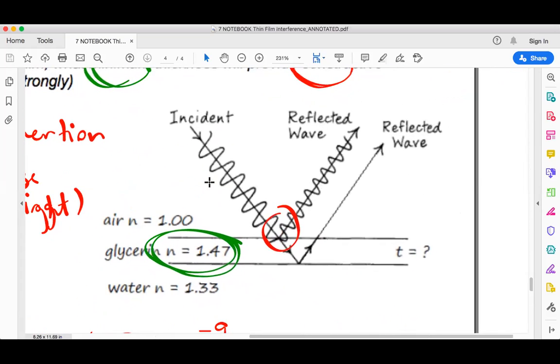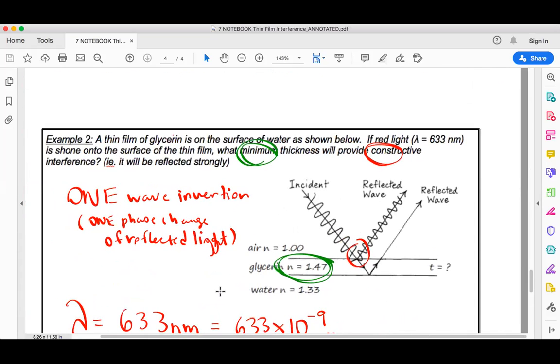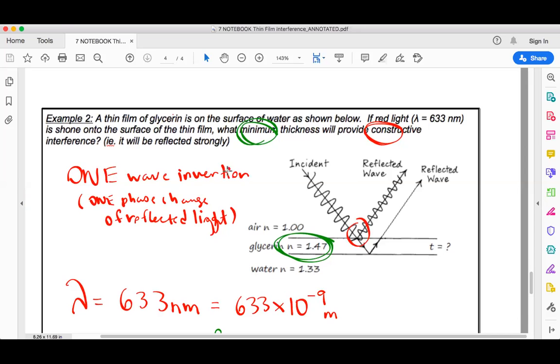So we have two reflections, one right here, the shorter path length. There is going to be inversion because glycerin has a higher index of refraction. And then going from glycerin to water at this boundary, there's no inversion because this is a faster medium. So we're going to pull up our equations for when we only have one inversion or one phase change, one wave inversion.